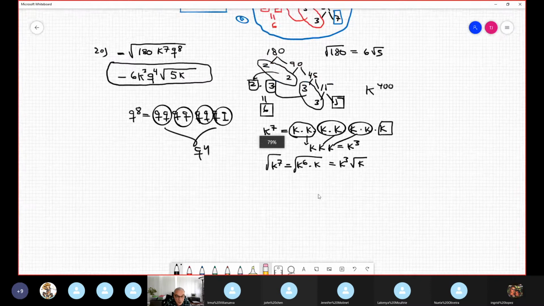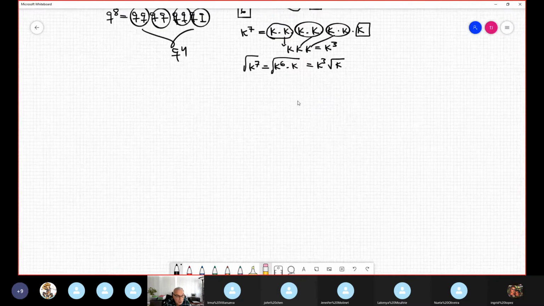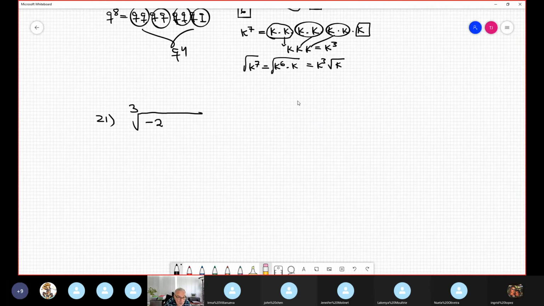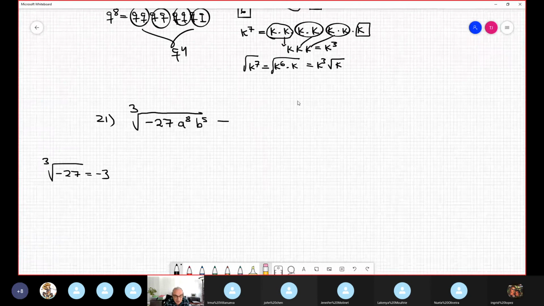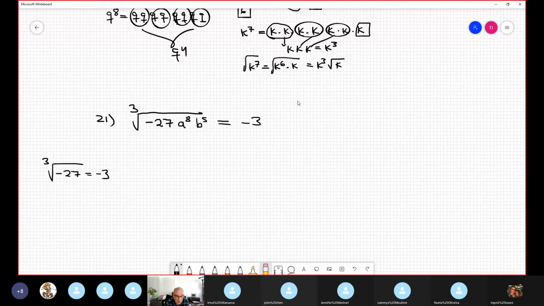Problem 21 brings me a new situation because 21 is the cubic root of negative 27, a to the 8th power, and b to the 5th power. Well, the numerical part is pretty easy. Okay, I know by memory that the cubic root of negative 27 is negative 3. Yes or no? So the numerical part is easy. It's negative 3. The variable part is a little bit complicated.